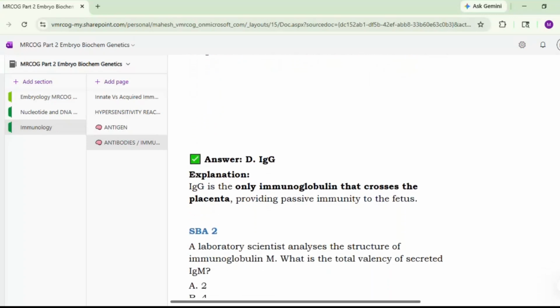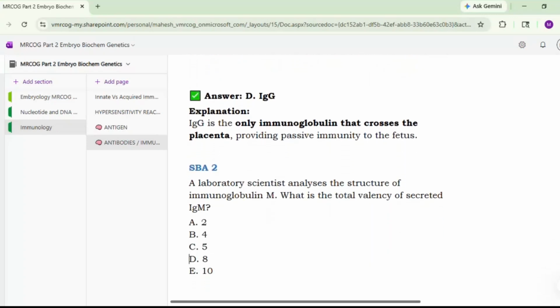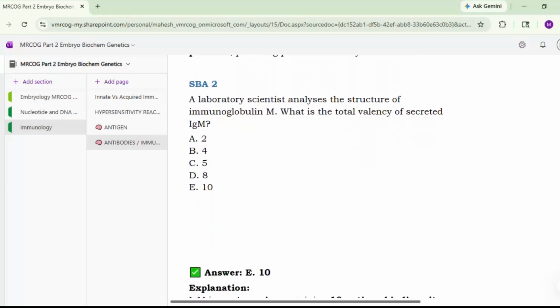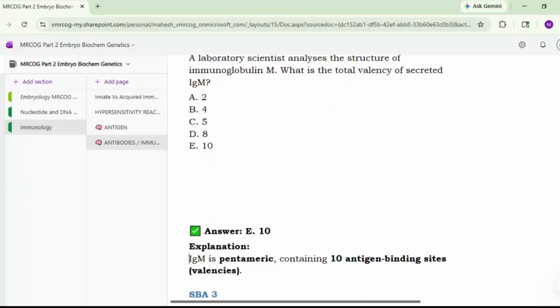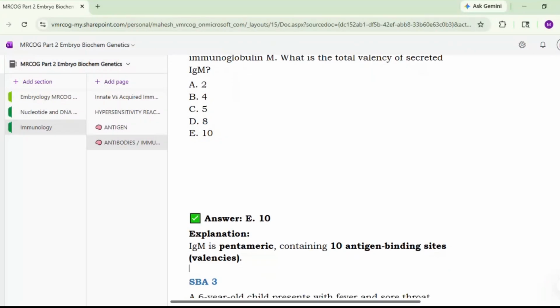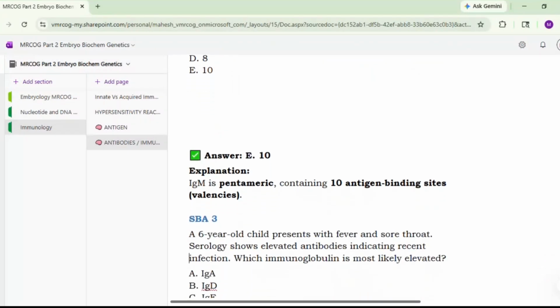IgG is the only immunoglobulin that crosses the placenta, providing passive immunity to the fetus. Next question. A laboratory scientist analyzes the structure of immunoglobulin M. What is the total valency of secreted IgM? Sir, option E, 10. Yes, it is a pentamer having a valency of 10. IgM is pentameric, containing 10 antigen binding sites or valencies.